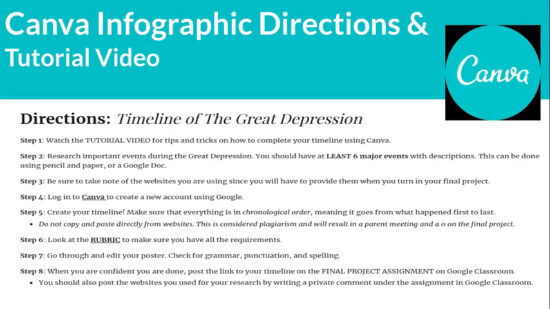The second option is a Canva infographic. This will be in the form of a timeline of the 6 major events of the Great Depression. Again, I made a tutorial video to show students how to navigate Canva and provide them with a model. Students are encouraged to use their notes from the lessons as well as research events on their own. All the events need to be in chronological order and be detailed, not just the date and the event.